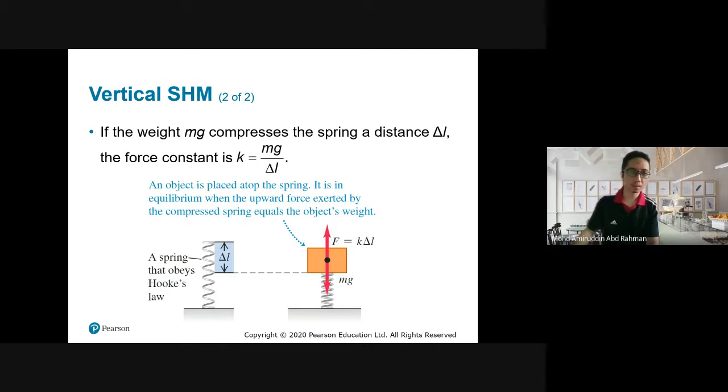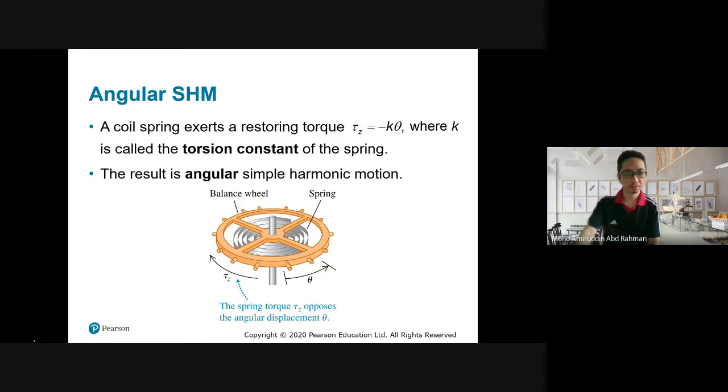Here x is the length, the displacement. So delta L is also similar to x, and mg is the force. It is actually a similar equation, so you still have the relationship F equals kx. And you also have the angular simple harmonic motion. Let's say you have the balance wheel put on the spring.